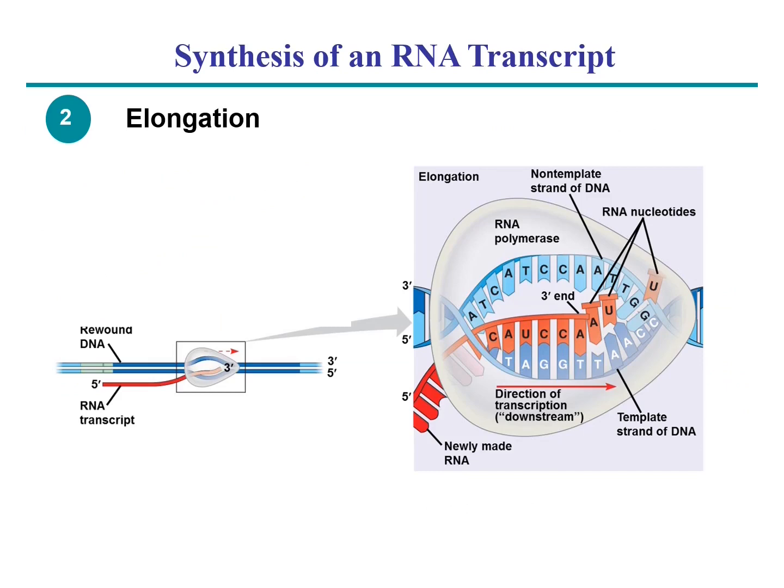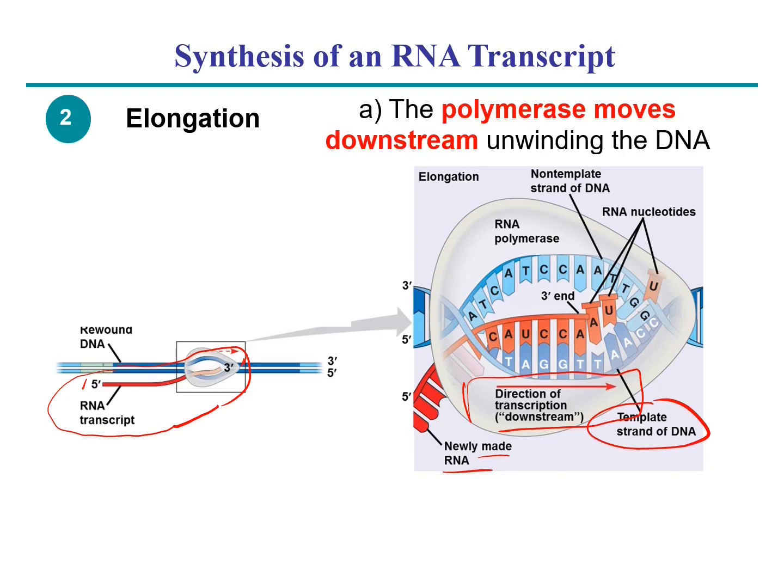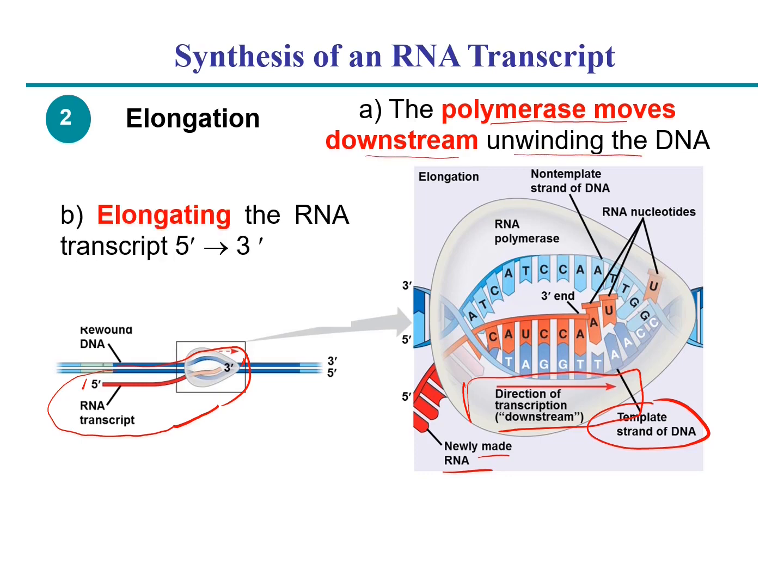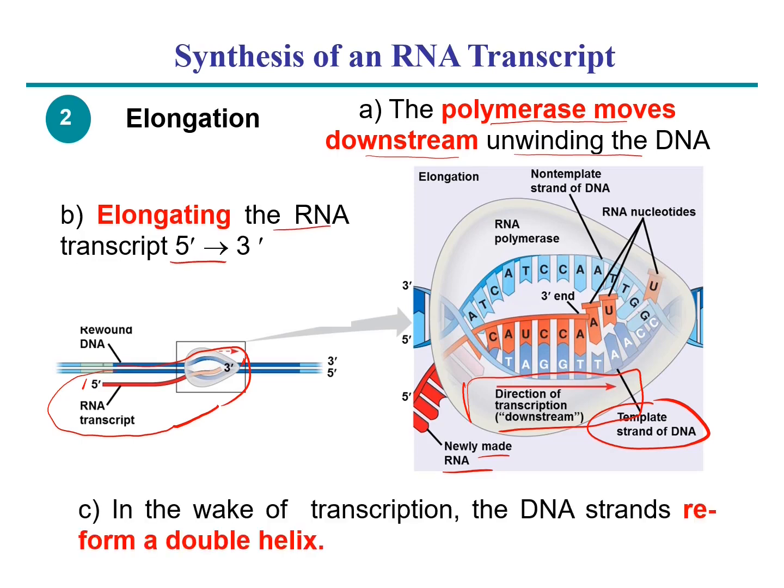Then it will be the elongation, and as you can see here, the elongation will always go from 5' to 3' in the transcript. And this is the direction, you can see it here, of the newly made RNA that comes from a template strand of DNA. So as I said before, the polymerase moves downstream of the unwinding DNA, and it always elongates the RNA transcript from 5' to 3', and later, in the wake of the transcription, the DNA strands will reform.